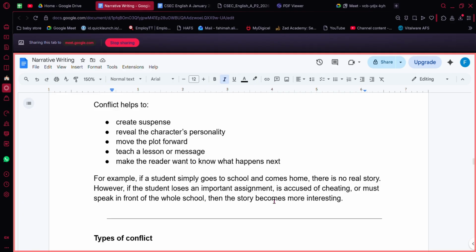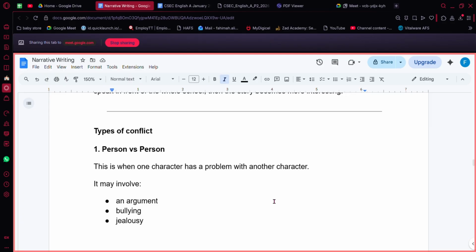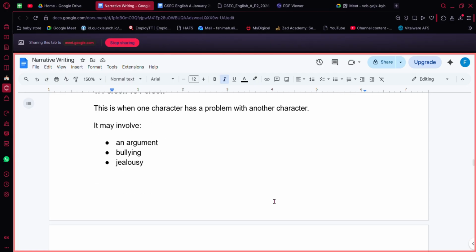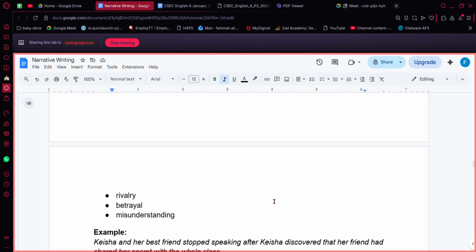You have various types of conflict. We have person versus person. So this is where another character is creating a problem for you. So it might involve 2 characters arguing, a character bullying your character, a character is jealous of someone, there is rivalry between 2 characters, somebody betrays someone, or there's a misunderstanding between 2 people.